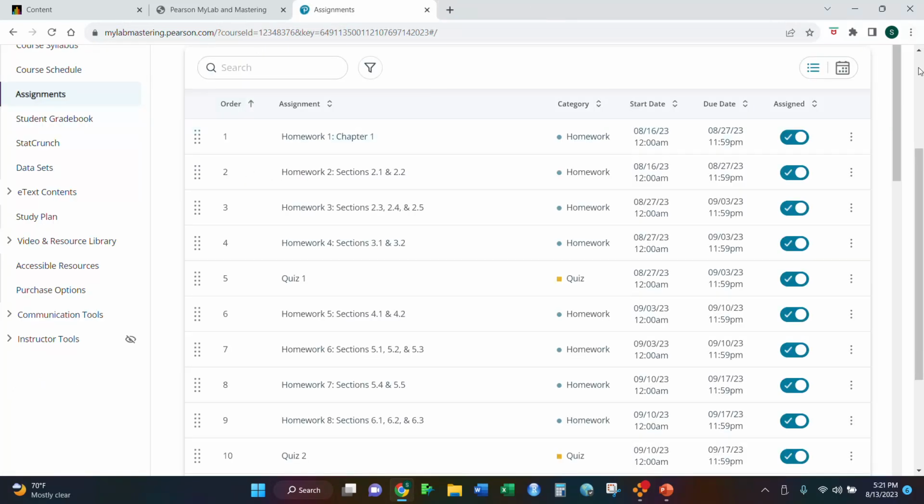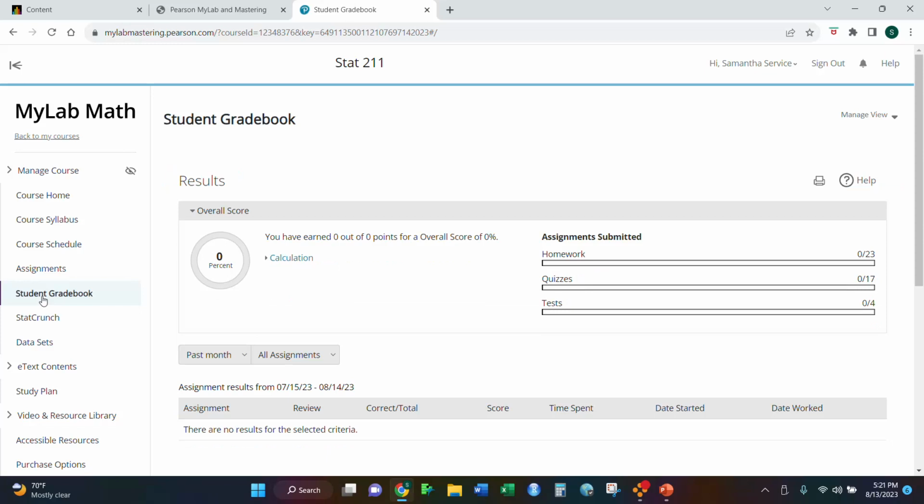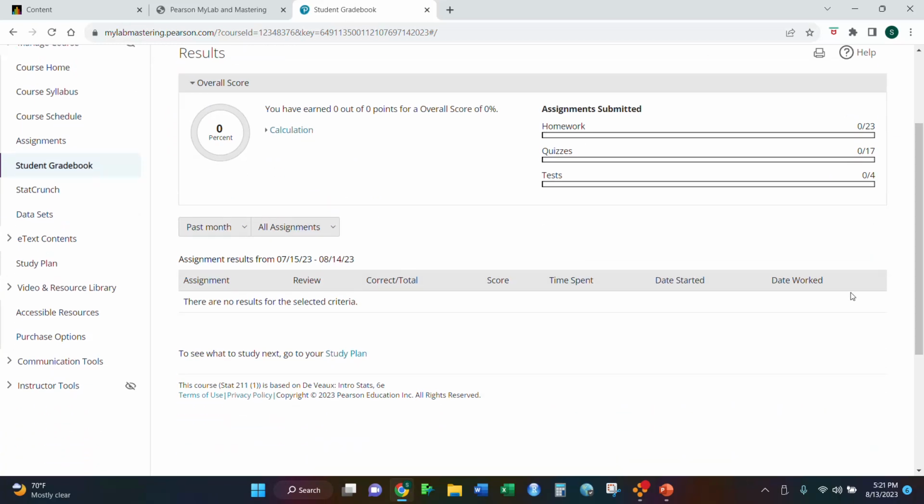All right, so going back. So looking at the main Pearson page, course home, course syllabus, course schedule, assignments, has all the assignments you're going to be accessing. Underneath is student gradebook. Yours will look something like this. It'll have your assignment. This is where underneath it'll review. There'll be an icon that says review that'll allow you to look over your homework, look over your quizzes, look over your exams. It'll give you your score. It'll let you know how long you spent on the assignment. Yes, I can see that too. And the time you started and the time you worked.